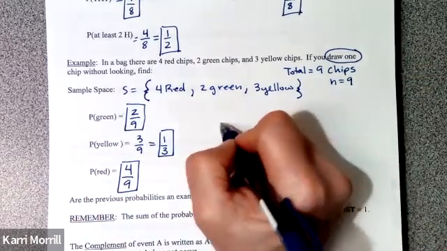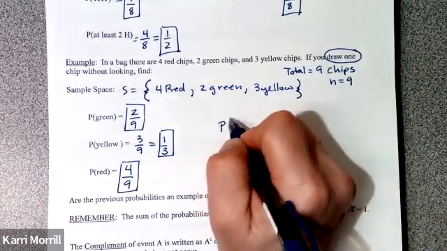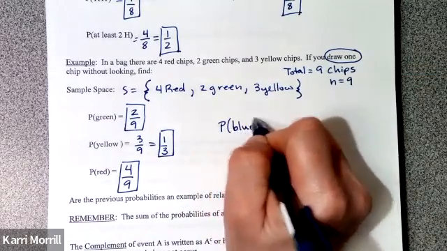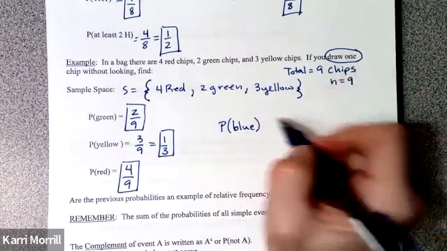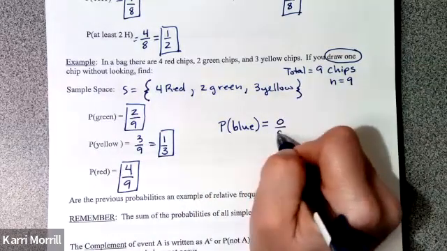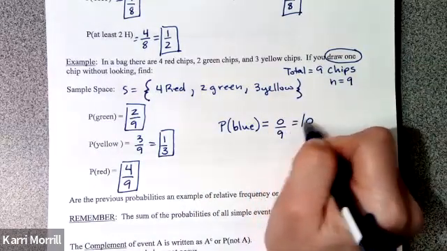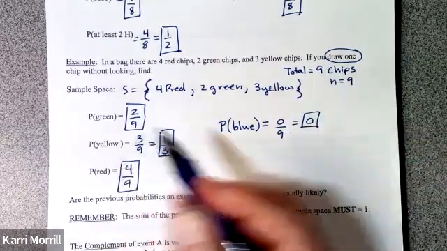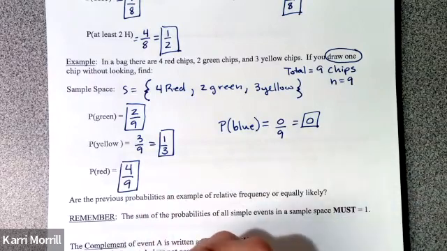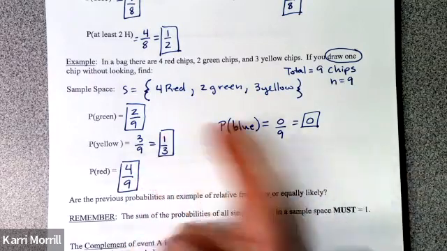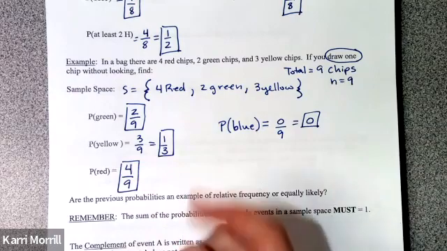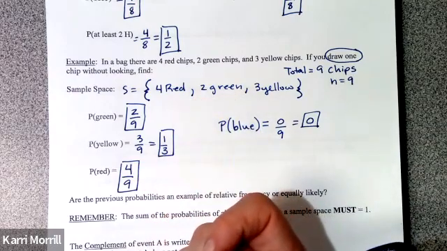For instance, and they can do this sometimes, what would be the probability of getting blue? Just kind of throwing something extra in. Well, there are 0 blues in that bag, right? So there's a 0% chance. That is absolutely not happening of getting a blue when you reach your hand in that bag.